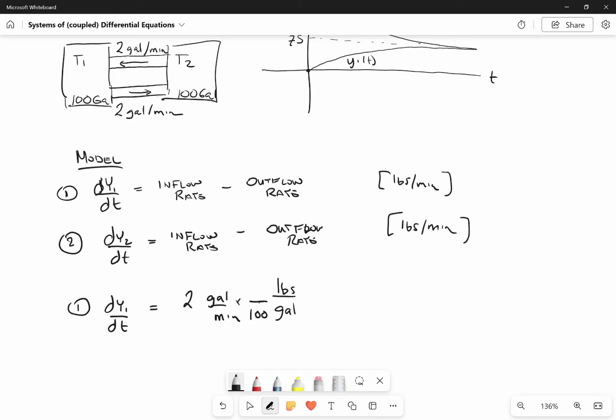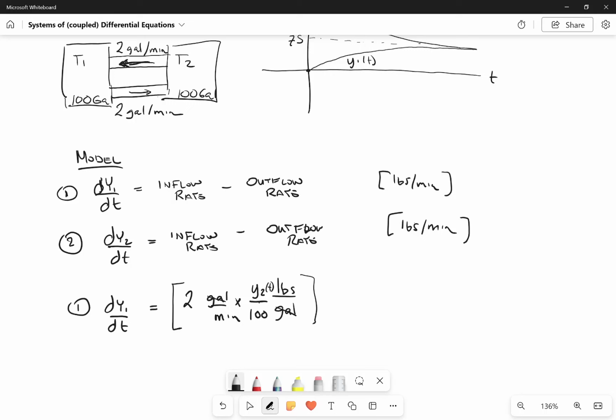How many pounds are coming in from tank 2 to tank 1? Well, that depends on the amount of pounds that are in tank 2. So it's y2 at t. Okay? So this now has the correct units. You have gallons, which cancel with gallons, and you have pounds per minute. So that's our inflow rate. The amount coming in depends on the amount that's in the other tank. And y2 at t is how much is in the other tank at time t.